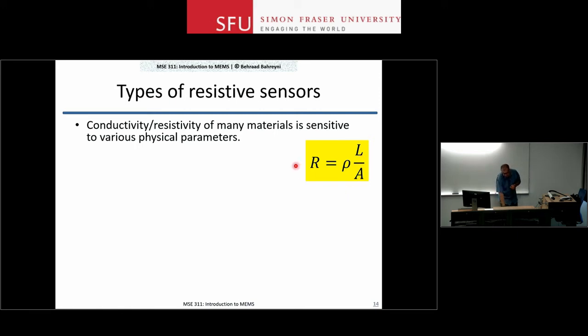Resistance itself is given by this expression for a long resistor with a uniform cross-section. Rho is the property of the material, the resistivity of the material. L is the length, and A is the cross-section for that resistor. If any of those three changes, you will have a change in resistance. In most situations, we are actually interested in changes in rho. It could be light, it could be chemical concentration, or strain or stress, or things like that.